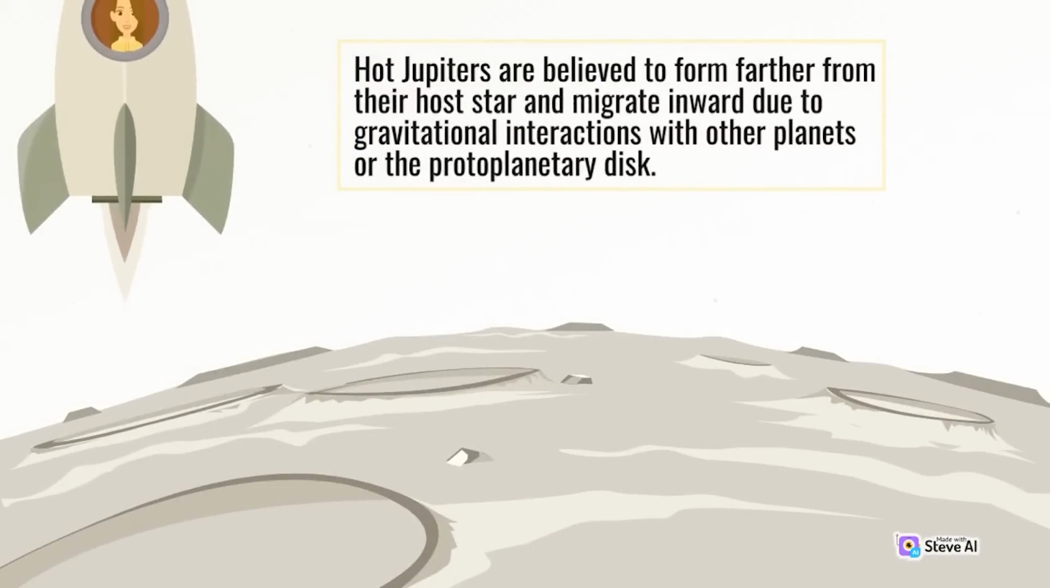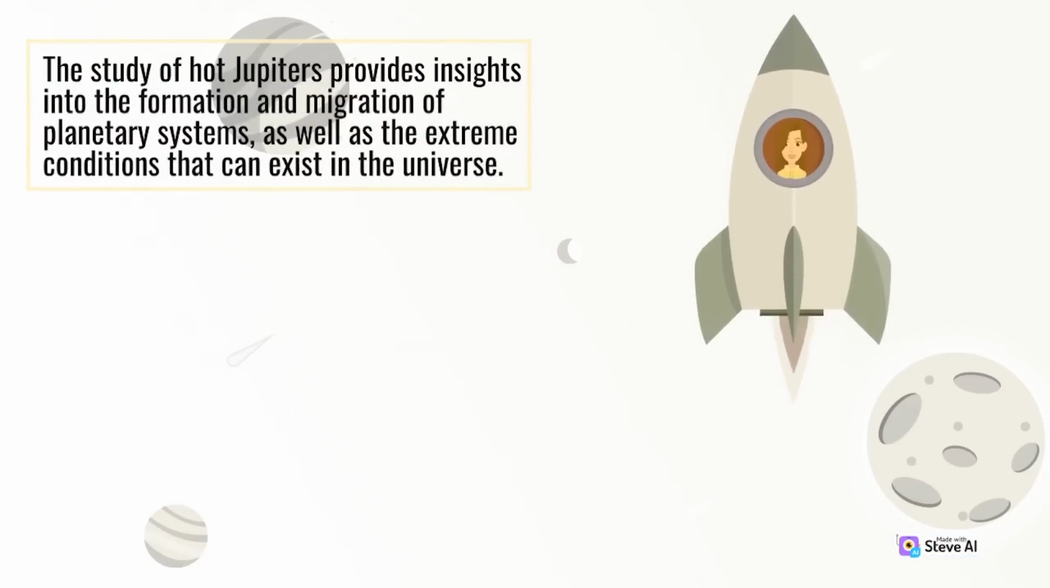Hot Jupiters are believed to form farther from their host star and migrate inward due to gravitational interactions with other planets or the protoplanetary disk. The study of hot Jupiters provides insights into the formation and migration of planetary systems, as well as the extreme conditions that can exist in the universe.